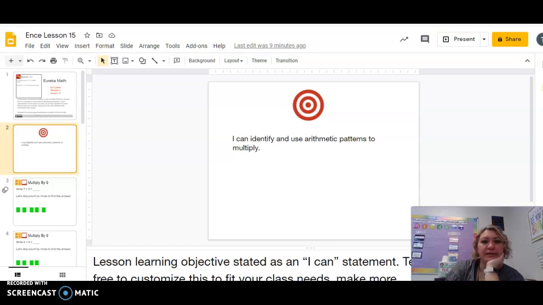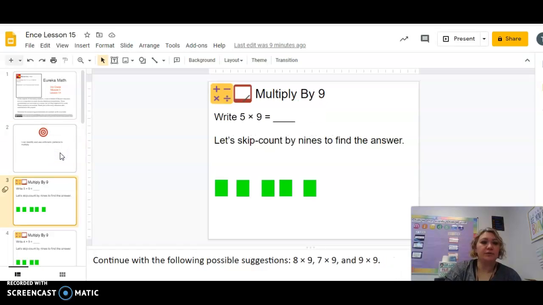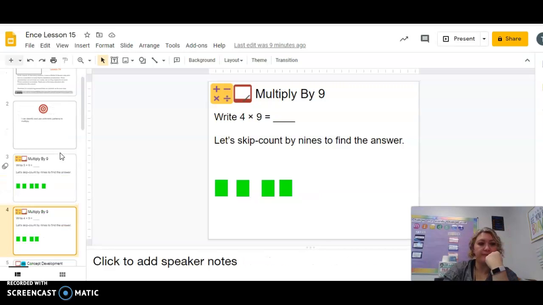All right, today we are doing lesson 14, which is I can identify and use arithmetic patterns to multiply. Okay, so first we are going to multiply by 9. So 5 times 9. Let's skip count by 9s to find the answer. So here we go. 9, 18, 27, 36, 45. So 5 times 9 equals 45.